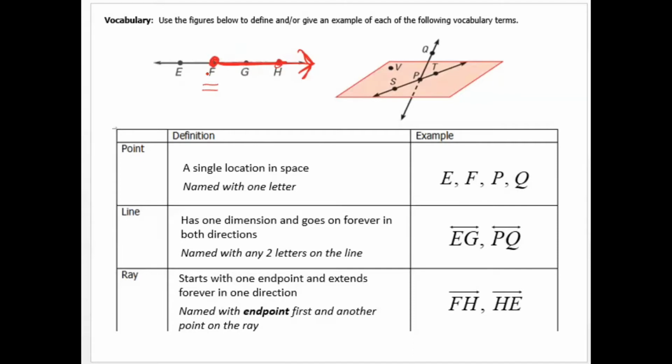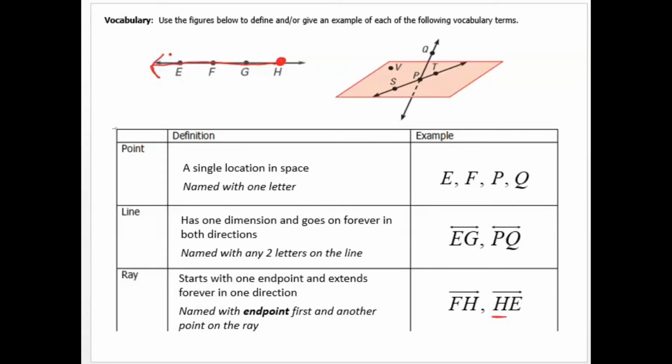Okay, now if we look at ray HG, it's going to go the other way. So again, H is the first letter in our name, so that means that has to be the endpoint. So it's going to start at its endpoint, which is point H, and then it's going to go in the direction of point E. So that means it's going to go this way.